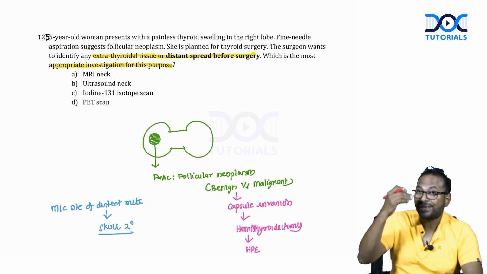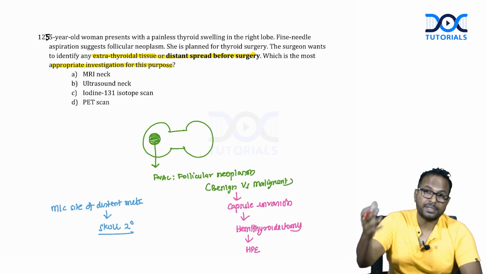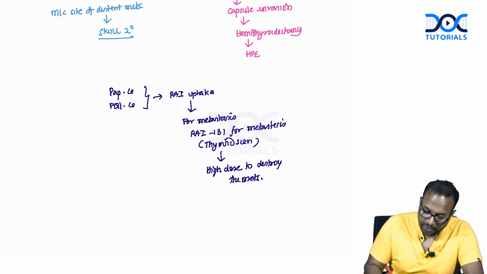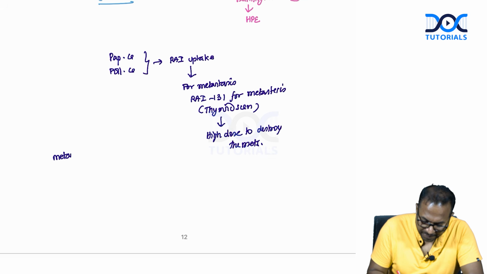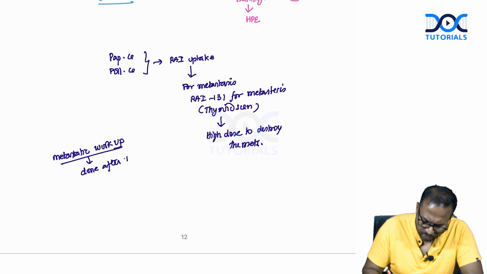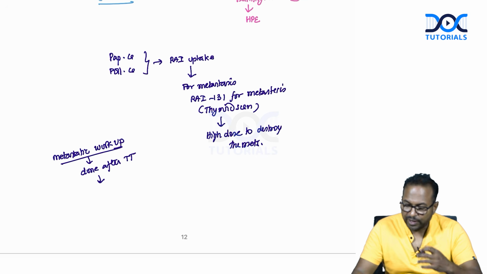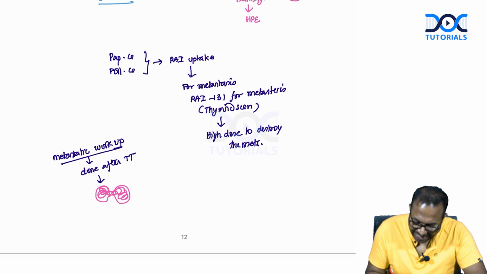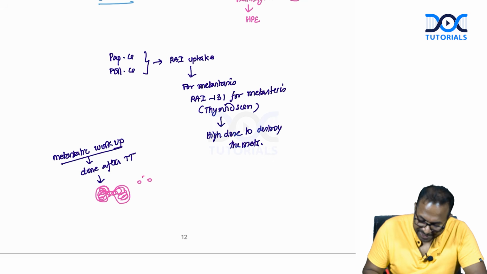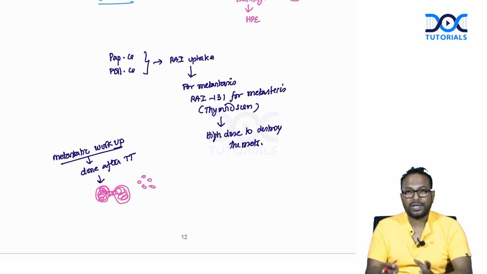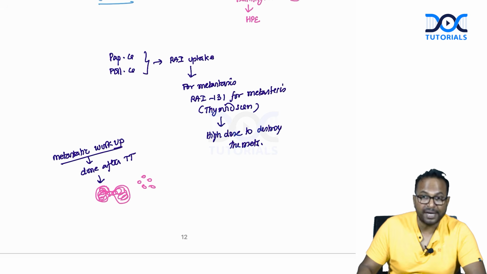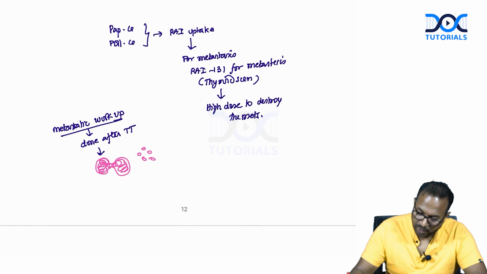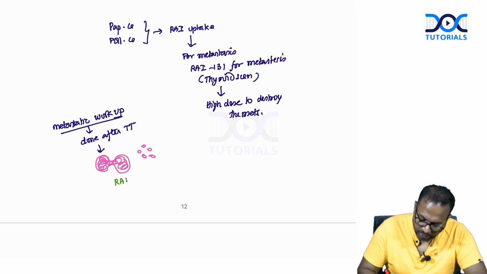So please remember, to find out extra thyroid tissue or any distant metastases, usually we have to go first for total thyroidectomy. The metastatic workup is done after total thyroidectomy only, because if I don't remove the thyroid gland, when I am doing radioactive iodine, all the radioactive iodine will only go to the gland. Metastasis will not be picked up. So the metastatic workup should be done only after total thyroidectomy in thyroid cancer, with the help of a radioiodine study.